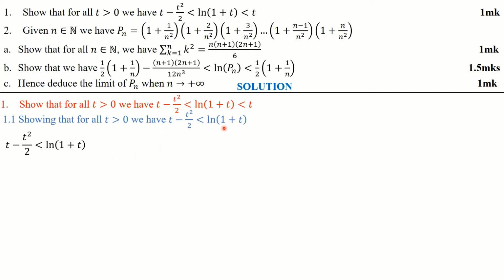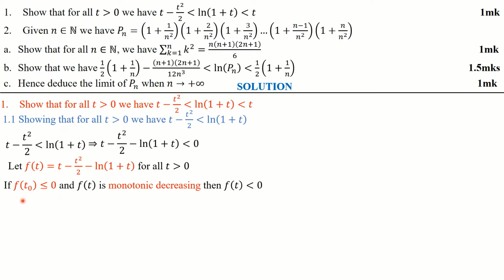But now these two functions are always difficult to compare. So it is preferable to subtract the ln of 1 plus t from both sides of the inequality, and you compare this function with 0. It's better to compare a function with 0 than to compare a function with another function. Alright, so maybe if I let my f of t to be this function on the left, now all I have to show is that this f of t is less than 0. If I am able to show that f of t is less than 0, then I can conclude that t minus t squared on 2 minus the ln of 1 plus t is less than 0, because that is my f of t. Now remember, we are in the interval t greater than 0.